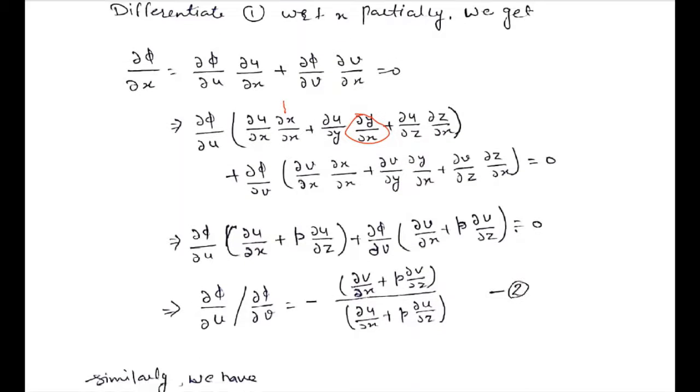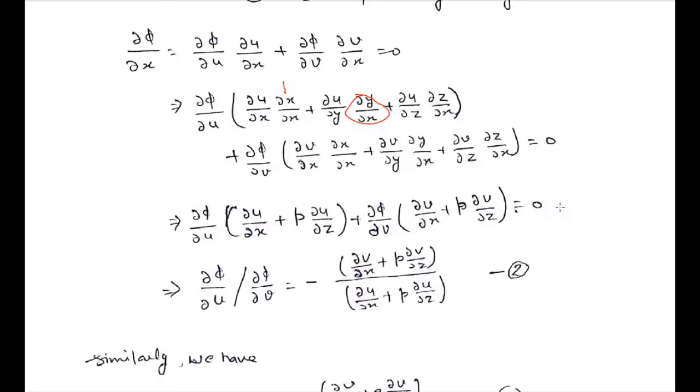Now from this equation we find the value of del phi over del u upon del phi upon del v, which is equal to minus (del v upon del x plus p del v upon del z) upon (del u upon del x plus p del u upon del z).